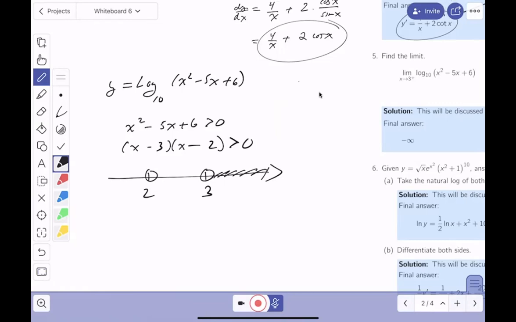Take a number like 0, plug it in, which is to the left of 2. It would be negative times a negative, which is a positive. So I know the limit is in the proper place.